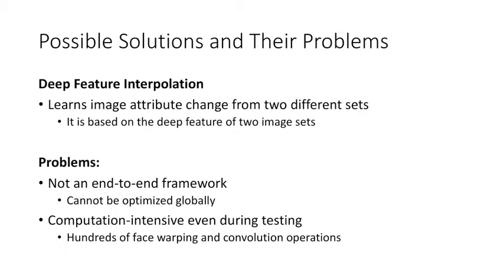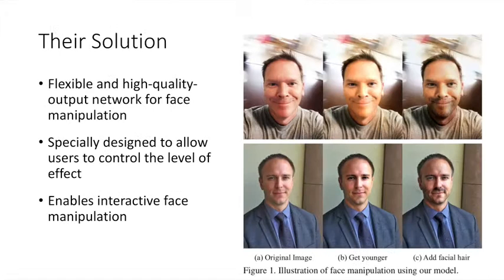One other possible solution is deep feature learning, which learns how to change the image attribute from two different sets using the deep feature of the two image sets. The problem is that the framework is not end-to-end, so it can't be globally optimized. Also, it requires heavy computations, even during testing, because it involves hundreds of face warping and convolution operations.